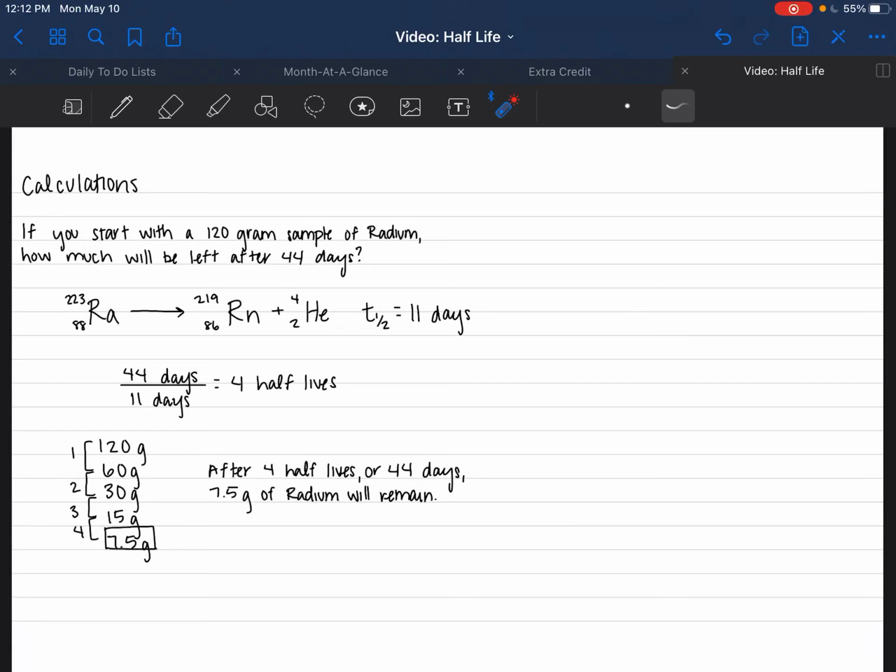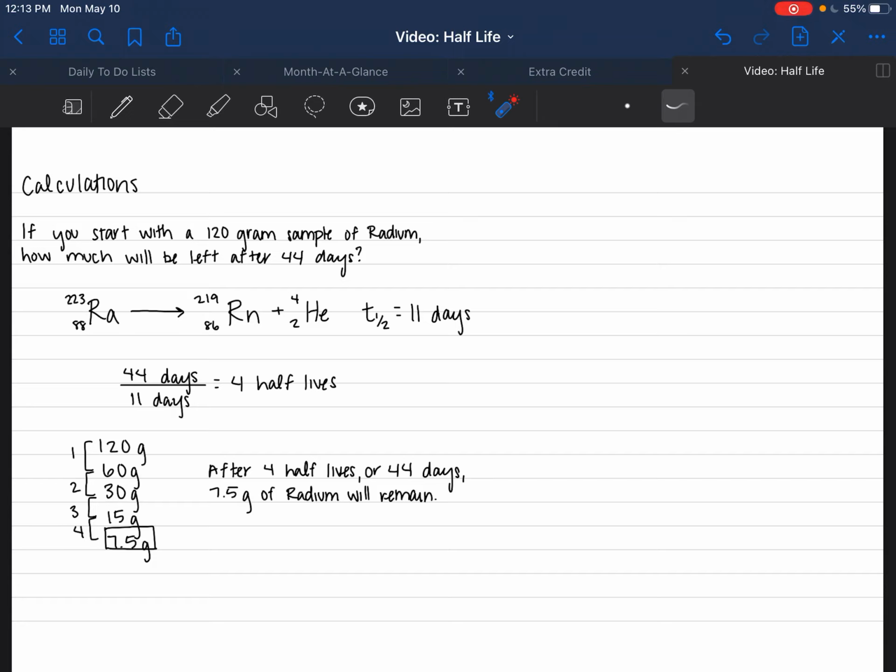Now that we've talked about what half-lives are, let's look at some calculations involving half-lives. So for this first problem, if you start with a 120 gram sample of radium, how much will be left after 44 days?